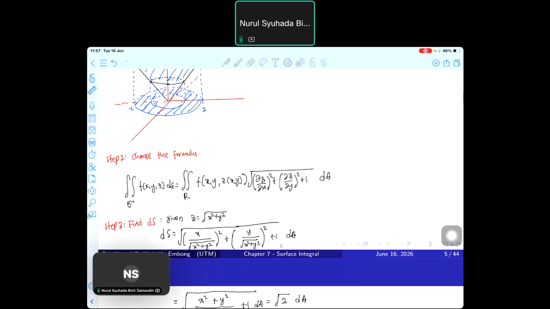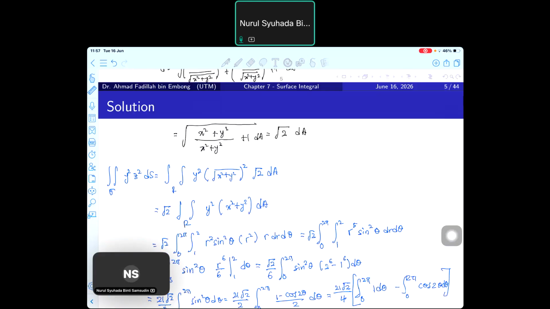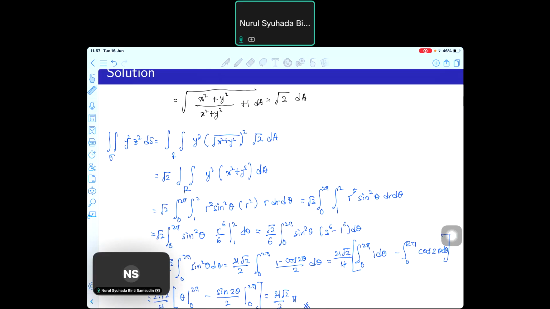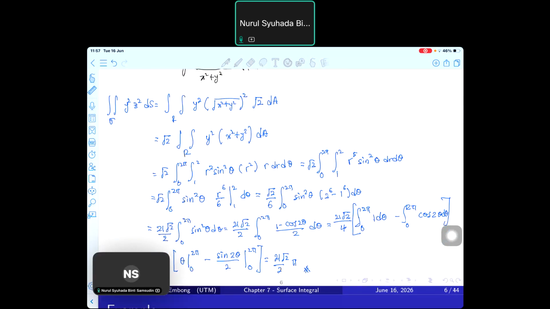So back to the sketching here. I know the form of the region here. So this is my region. The region is in the circle shape. So therefore, it is much more preferable for me to evaluate using the polar coordinate system.